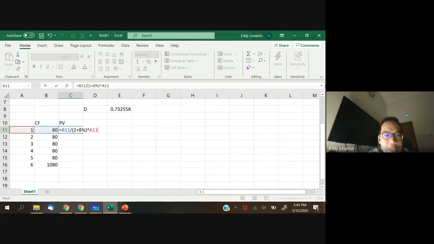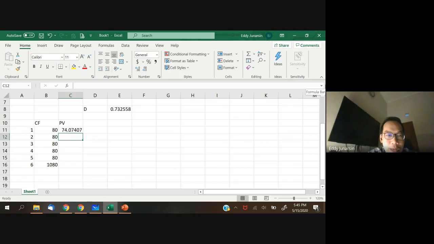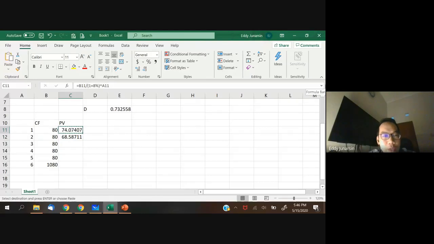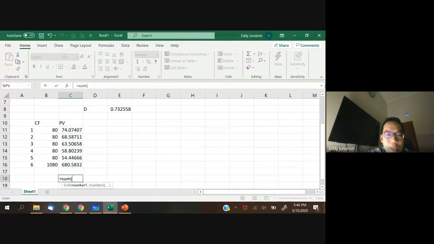And I can make copy paste, right? But maybe one more line, and we make a copy paste. So what is the second one? 80 divided by 1 plus 8%, to the power of 2. I make copy paste, right? To the power of 2, 3, 4, 5, 6. Okay, and then we sum them together. So you get the denominator. This is the denominator, right?